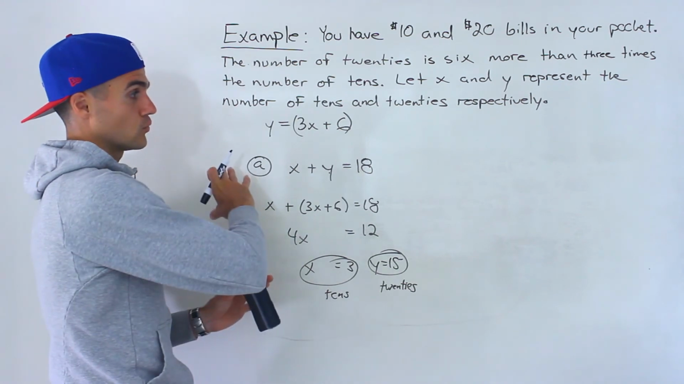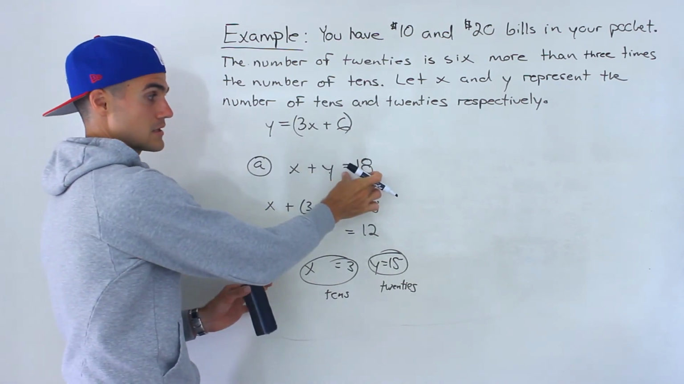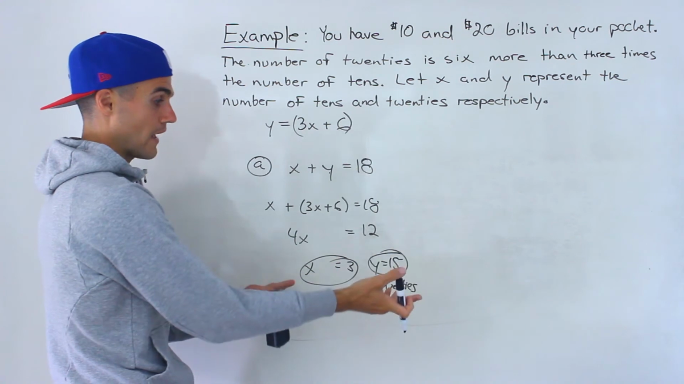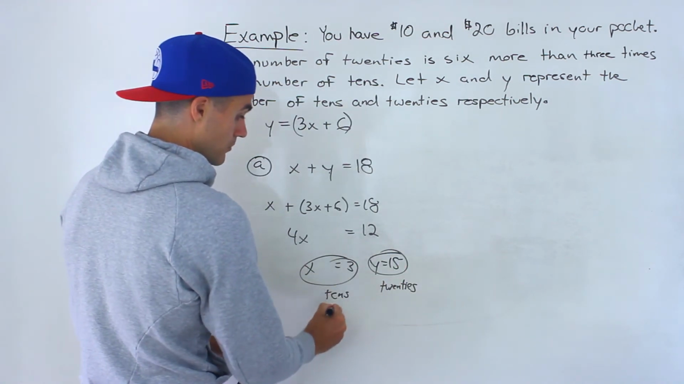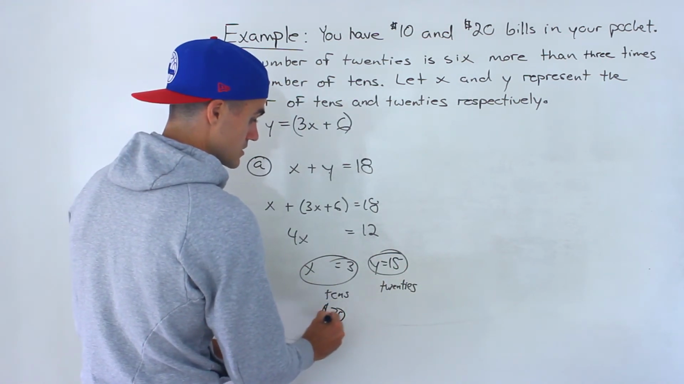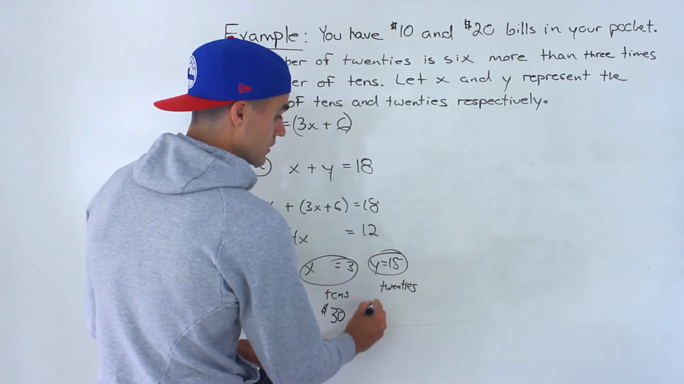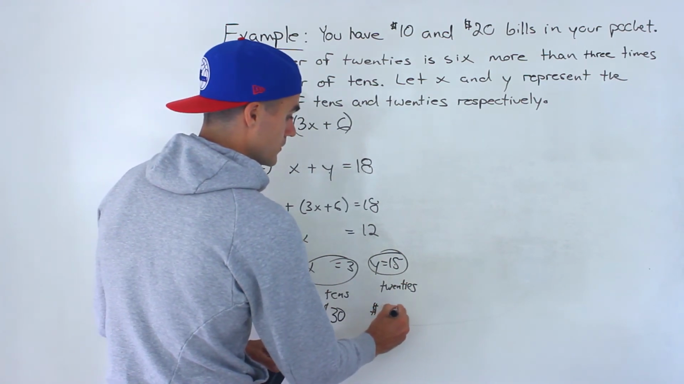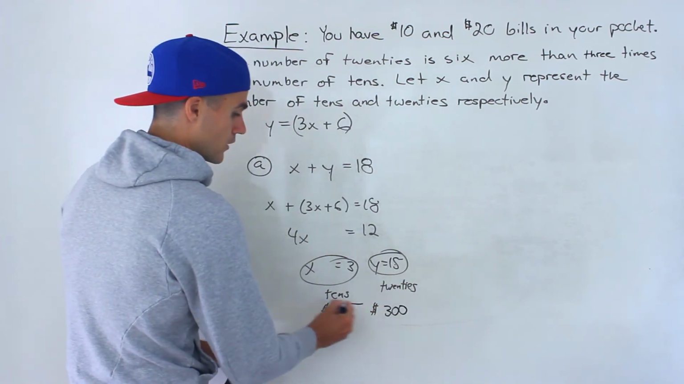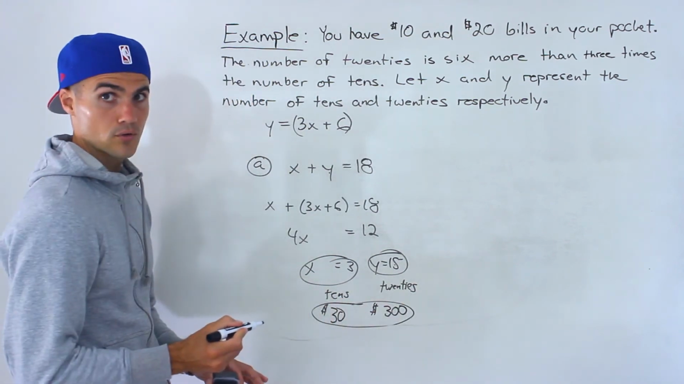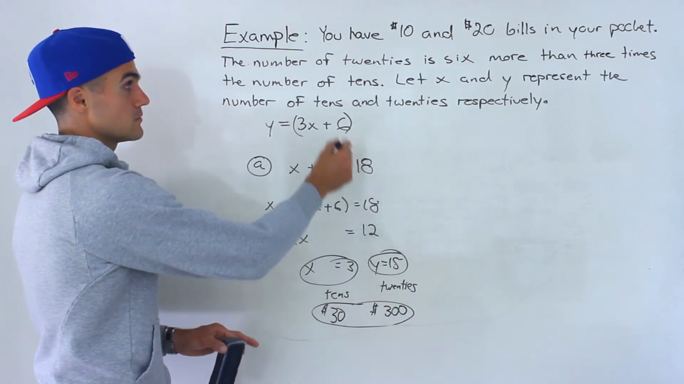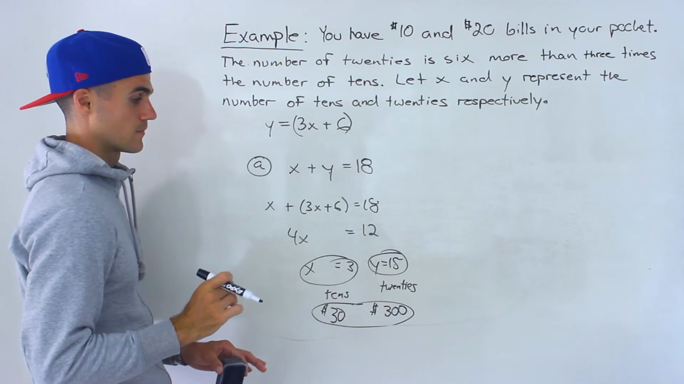And then you have to be careful too, because maybe they'll ask for the total value. They'll tell you that the total number of bills is 18. What's the total value? Well, you would just take this, multiply it by 10, $30, 3 10s. 15 times 20 would give you 300. So 330 would be the total in your pocket with 18 bills given this information.